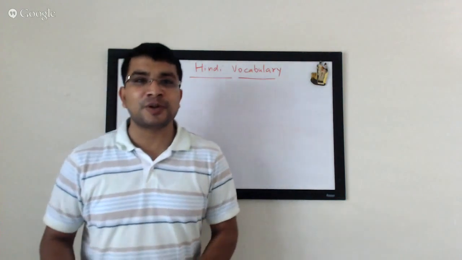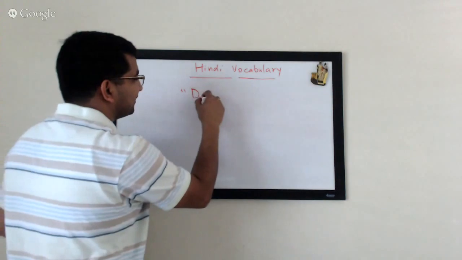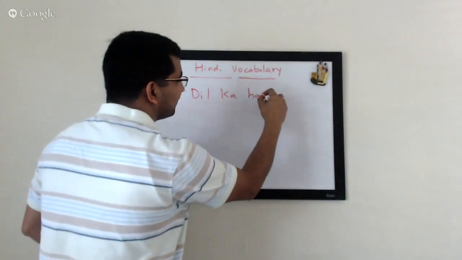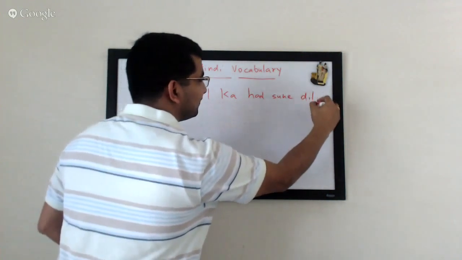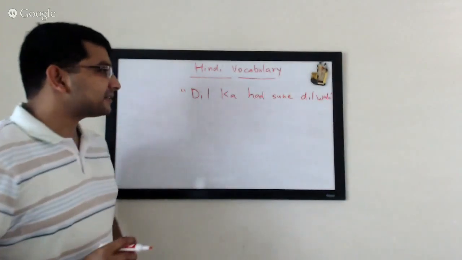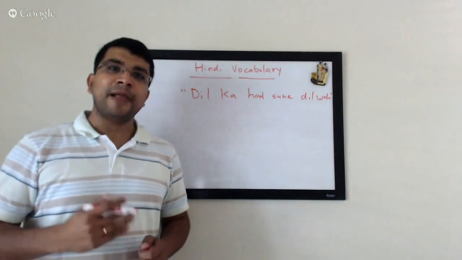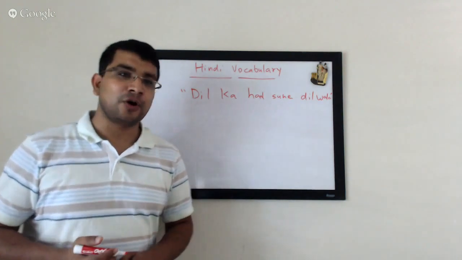So for this particular class, the song I picked up is Dil Ka Haal Sune Dil Wala. I'll take some time to deconstruct the first line of the song, and that will give you an idea of what kind of vocabulary we're going to cover in this song.